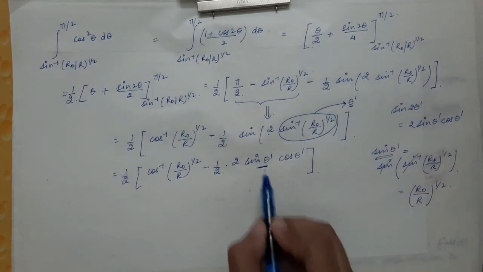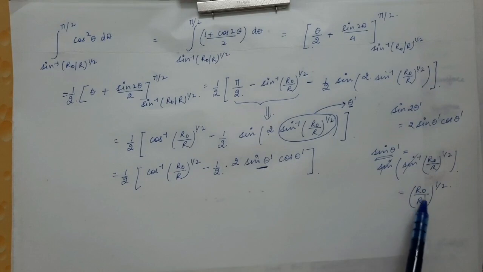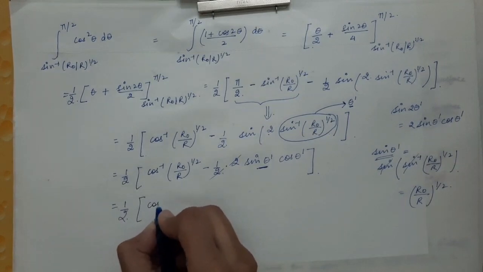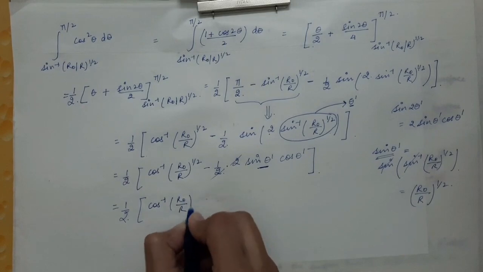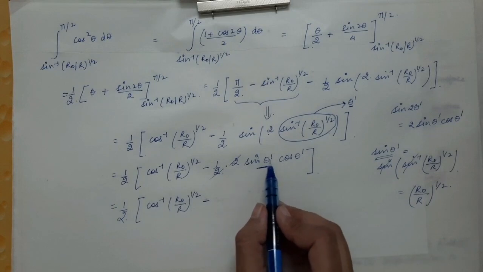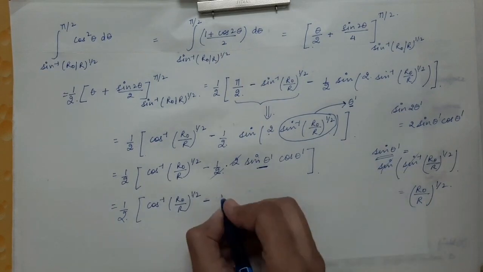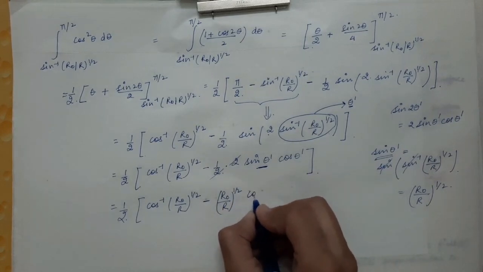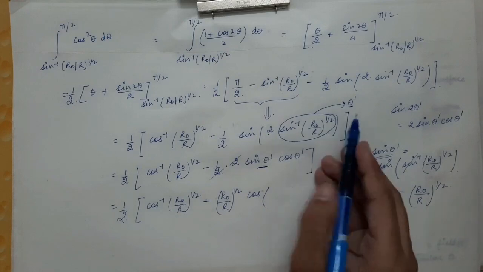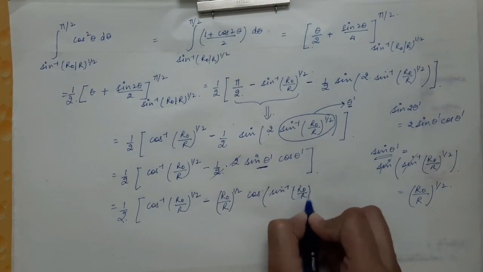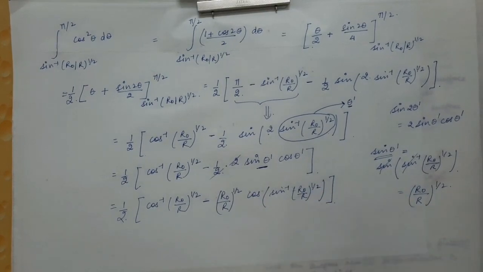So this sine theta prime which we have written over here can be replaced with r naught by r power 1 by 2. Now 2 and 2 will cancel with each other. So you will get 1 by 2 of cos inverse of r naught by r power 1 by 2 minus, 2 and 2 having cancelled, sine theta prime, which is equal to r naught divided by r power 1 by 2, into cos theta prime. So what is theta prime? It is sine inverse of r naught divided by r power 1 by 2.